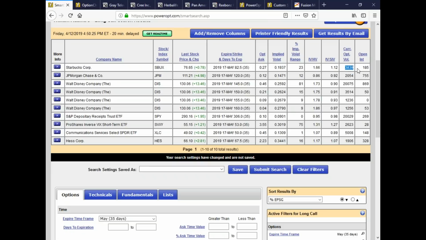82.5, 3,839 contracts today, open interest of 185. That looks interesting. Oh, wow. Big volume on the S&P 500, 306, May 17th strike. 269, almost tenfold volume into open interest. Same with the VIX short-term ETF call.